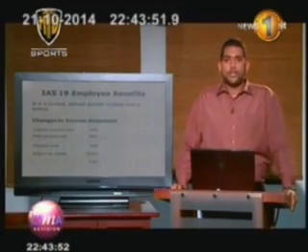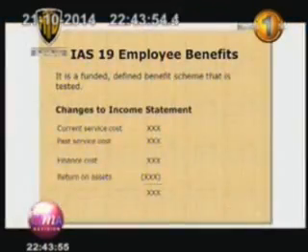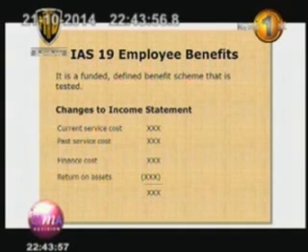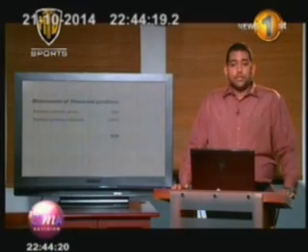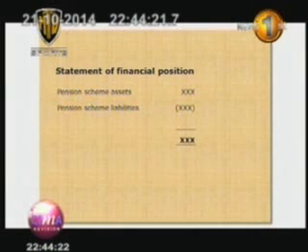As you can see on the screen, we consider 3 different items when we calculate the expense that we recognize in the income statement. The income statement expense will comprise the current service cost, the past service cost, the finance cost, all these items put together, and then you deduct whatever the return on assets you get, the final amount being recognized as an expense. In the statement of financial position, it's the difference between the pension asset and the pension liability. The net asset or net liability will be recognized in the SOFP.